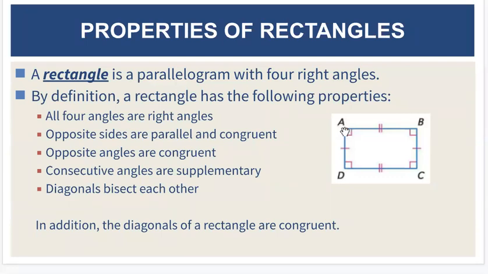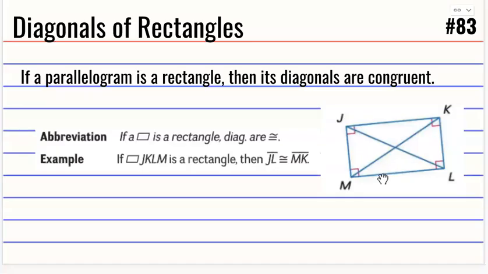And so now, in addition, here's a new thing. This is probably something you should highlight. The diagonals of a rectangle are congruent. So now, a rectangle is a specific type of parallelogram in that it has 4 right angles and the diagonals are congruent. So this is what makes it a rectangle. So then, of course, you've got a theorem that tells you if a parallelogram is a rectangle, then its diagonals are congruent.